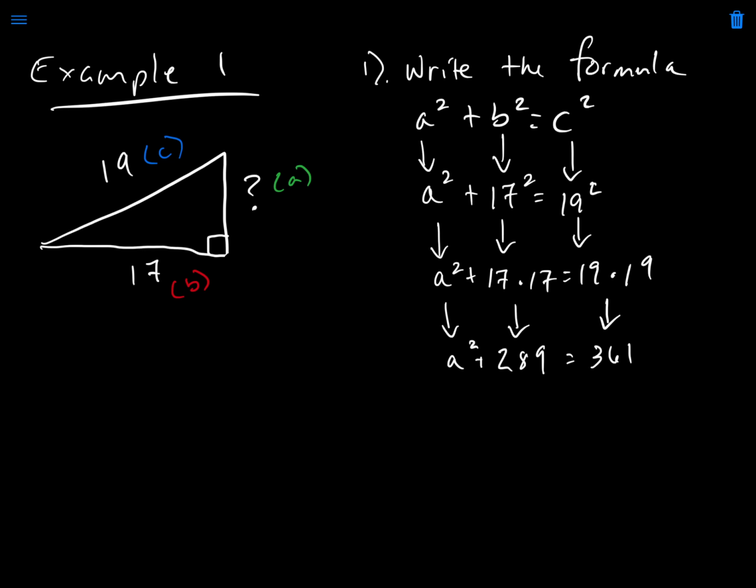And now I need to think algebraically. Okay, I need to think for a second. What number plus 289 equals 361? Well, to figure that out, I need to do the opposite of adding. So I'm going to subtract 289 on both sides. So I'm going to go back.